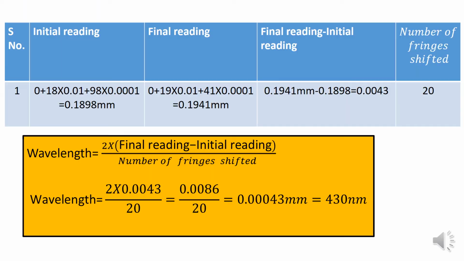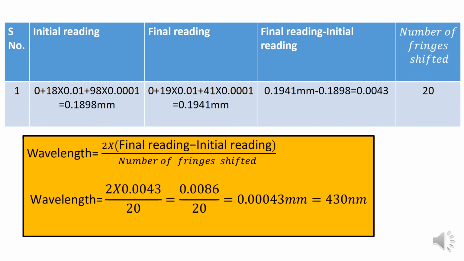Further, we will note down all the measurements which we have done earlier. So initial reading, final reading. If you subtract final minus initial, that is 0.0043 mm basically, right? Because this is mm, this is mm, this will also be mm. Further, the number of fringes we have shifted is 20 only. It depends upon you, whatever fringes you are shifting. Maybe a larger number of fringes should be shifted, maybe 30, 40.